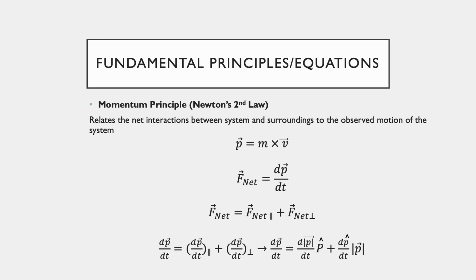The first fundamental principle we will be using is the momentum principle. We know that momentum is equal to mass times velocity, and net force is equal to the change in momentum over the change in time. We will also need to know the formulas for perpendicular and parallel forces. We know that net force is equal to F net parallel plus F net perpendicular. This can then be used to say that dP/dt is equal to dP/dt parallel plus dP/dt perpendicular. This can be further expanded by the product rule using derivatives, as seen here.